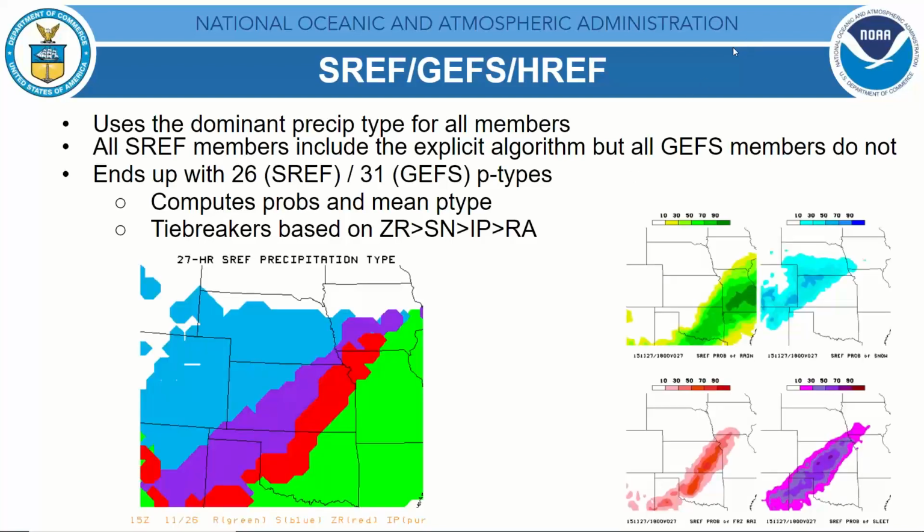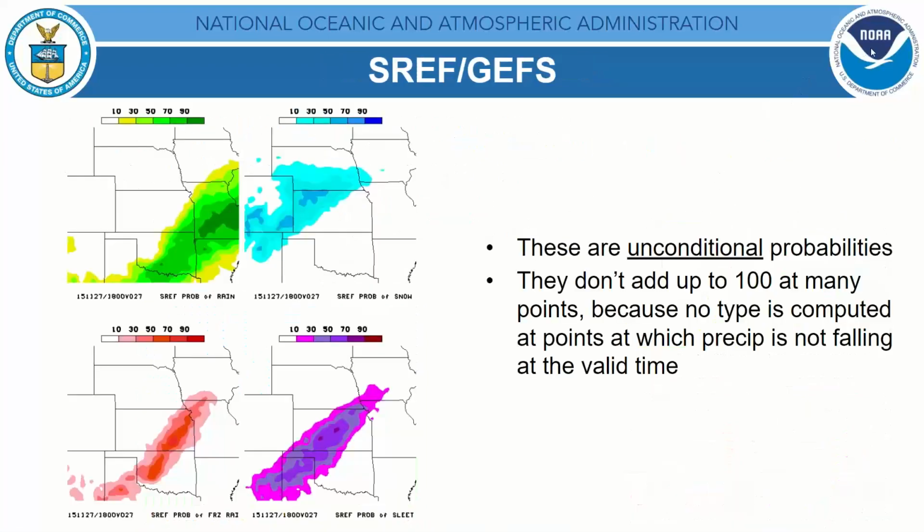So here's an example just to show this from the SREF. This is the dominant precipitation type, showing rain to freezing rain to sleet and snow. And on the right, these will be the individual probabilities of rain and snow and freezing rain and sleet. So there's a number of ways you can look at this, as a mean on the left or individual probabilities on the right. So the thing to remember, these are called unconditional probabilities. They don't need to have precipitation necessarily falling. That will be a conditional probability.